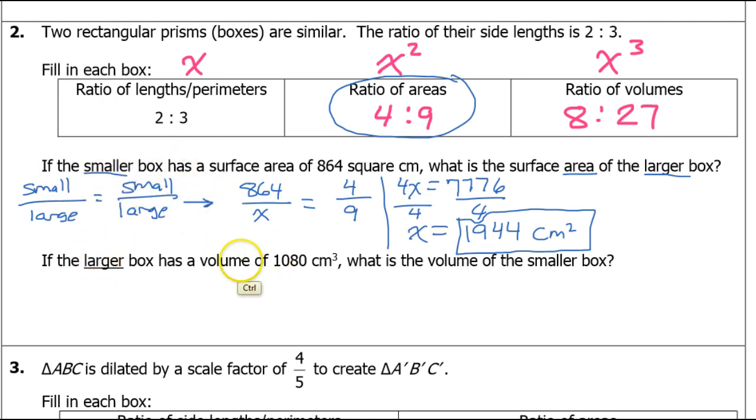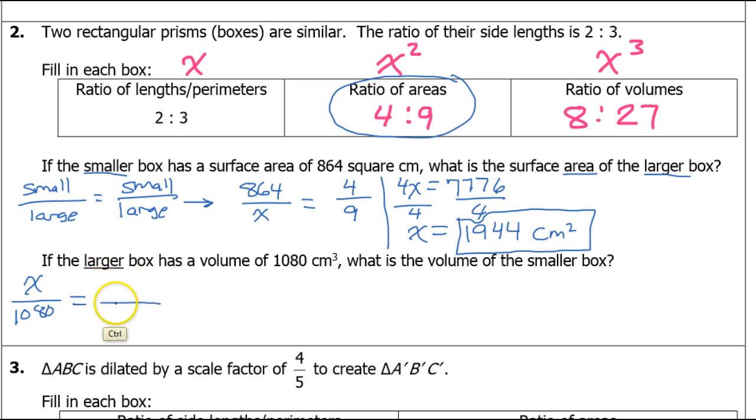Now, if the larger box has a volume of 1,080 cubic centimeters, what's the volume of the smaller box? Okay, I think we will once again do small over large equals small over large. So what is the volume of the smaller box? We don't know. That's what we're looking for. So we just call that x. But then the volume of the larger box is going to be 1080. So small over large equals small over large.